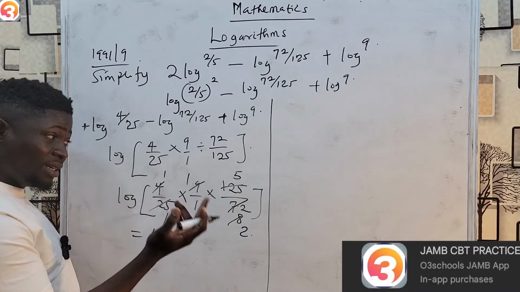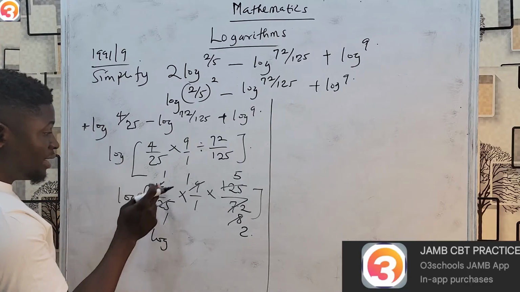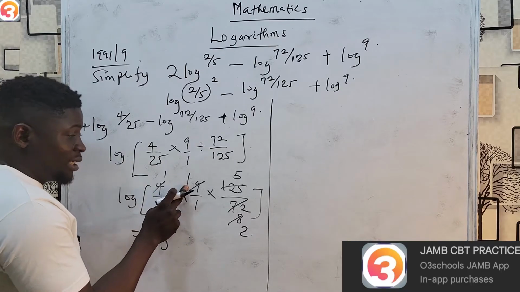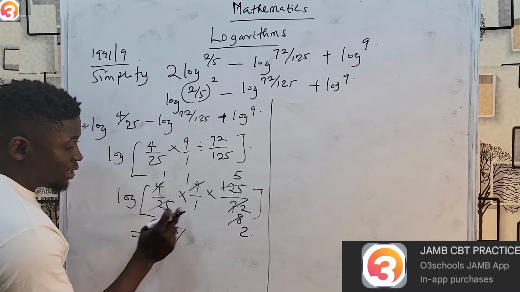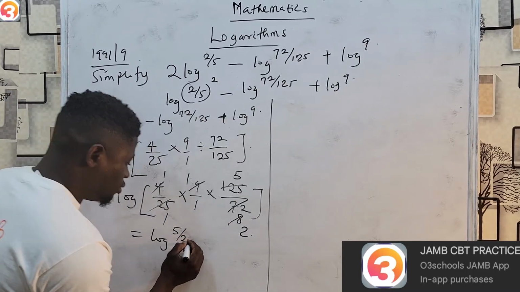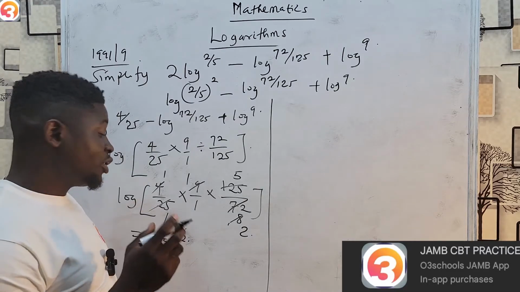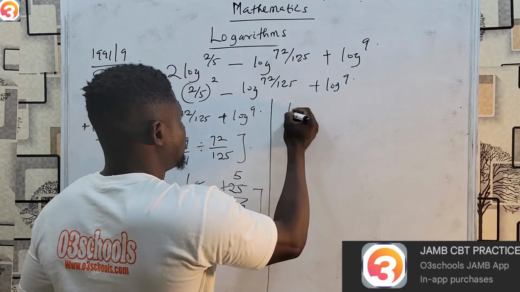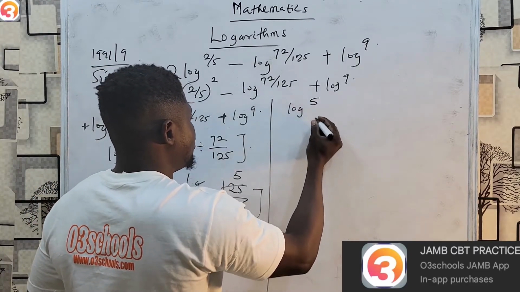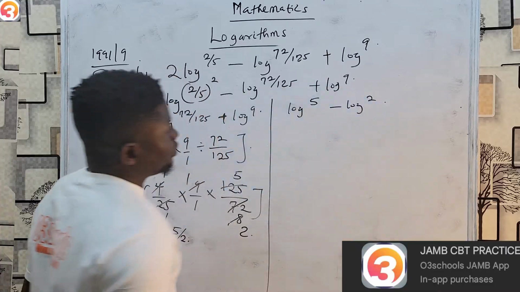You see, I already started throwing away the 5 here. So I'm going to have logarithm of 1 times 1 is 1. 1 times 5 is 5. Over 1 times 1, 1. 1 times 2 is 2. So I have the logarithm of 5 over 2. So of course, this one can also be simplified to logarithm of 5 minus logarithm of 2.